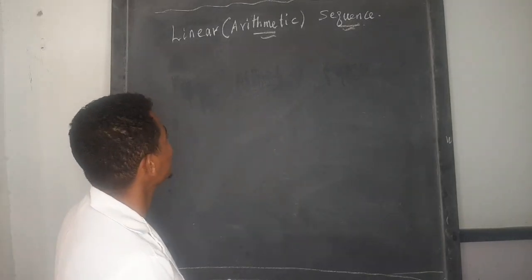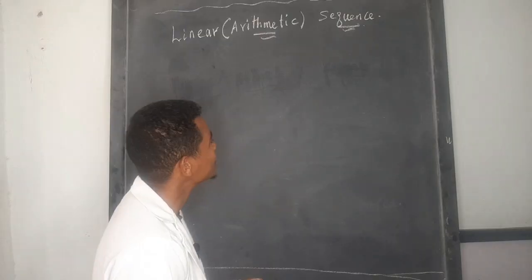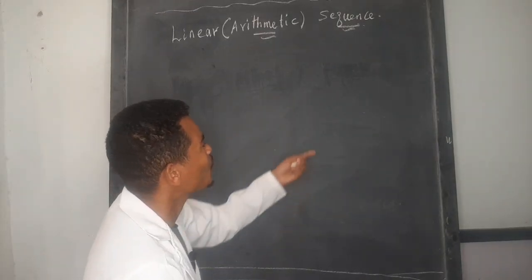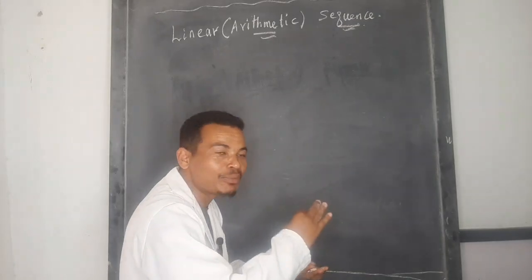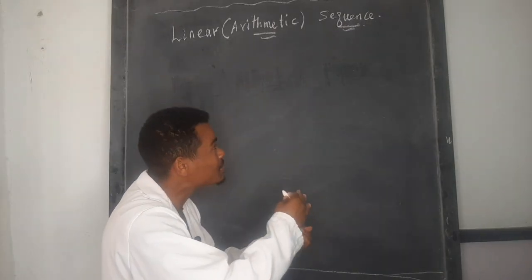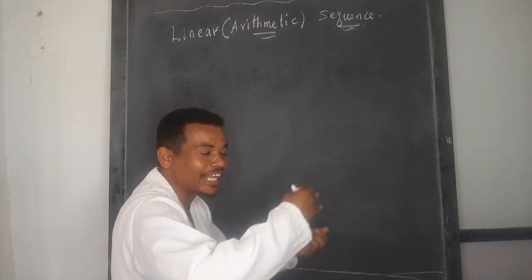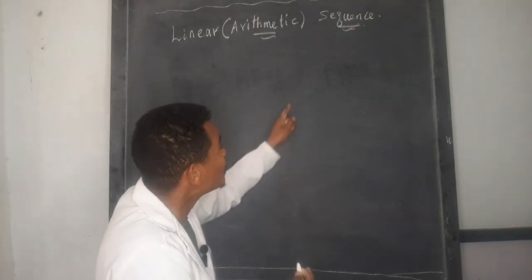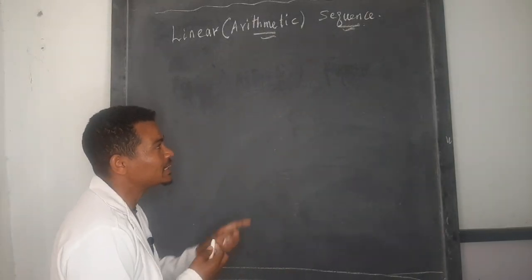Okay, today we'll try to see about linear or arithmetic sequence. So first of all, what does sequence mean? A sequence is an arrangement of numbers with some patterns. A sequence is something that goes on increasing or decreasing in some pattern.